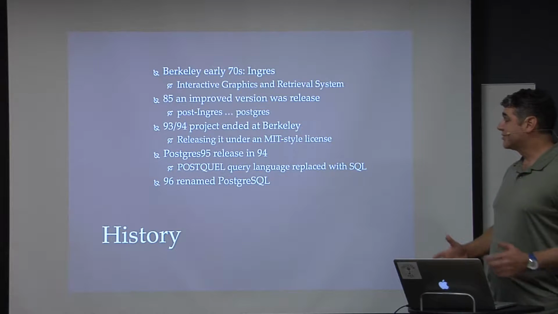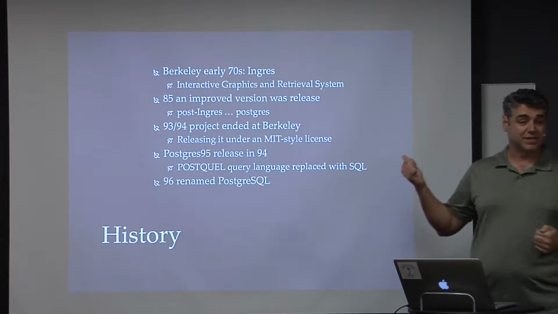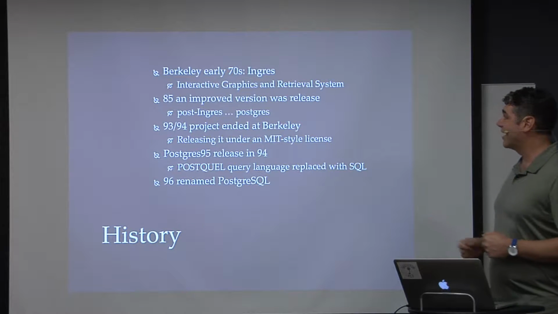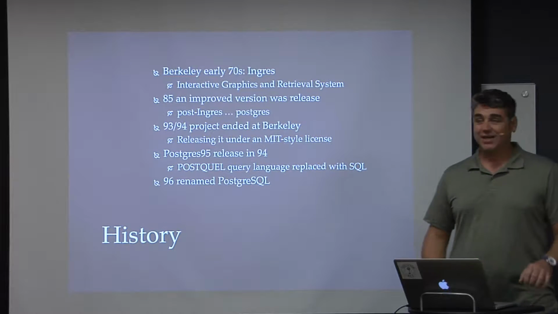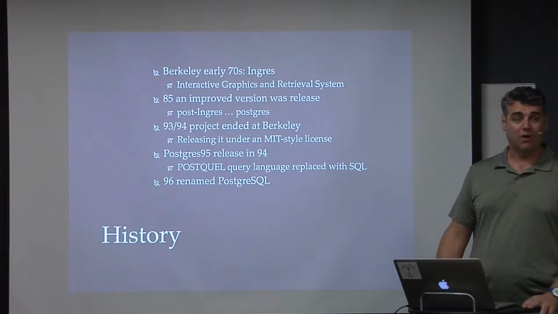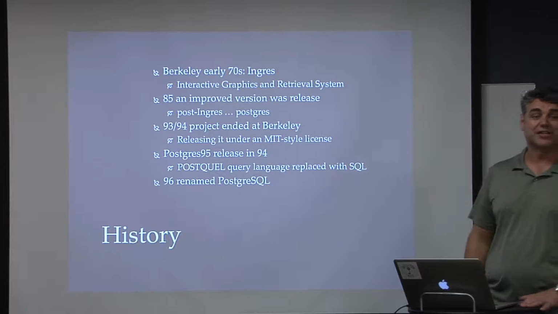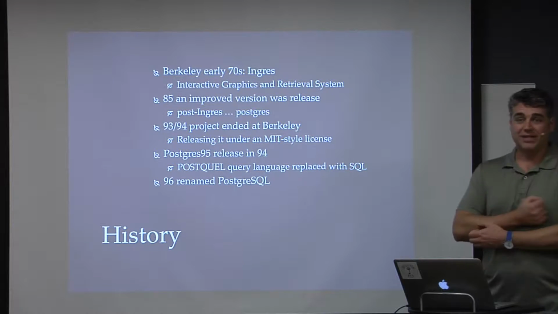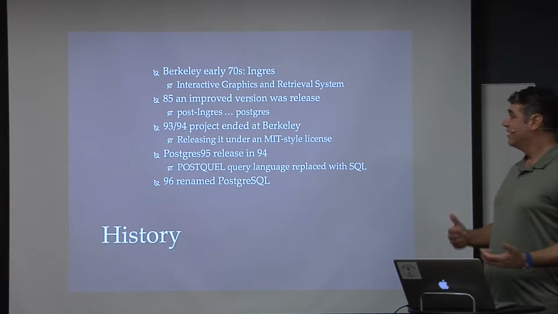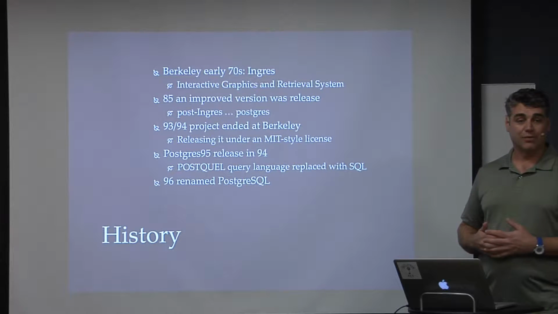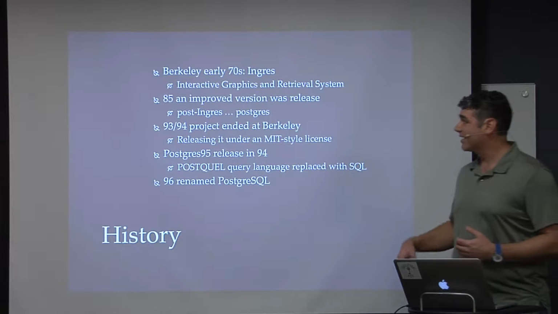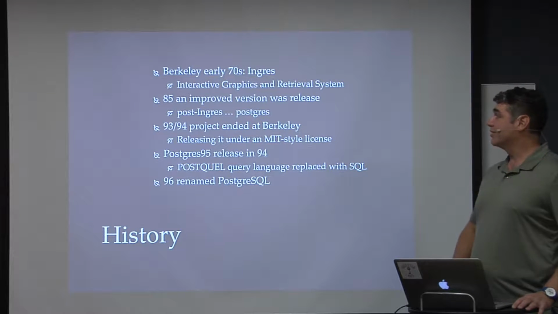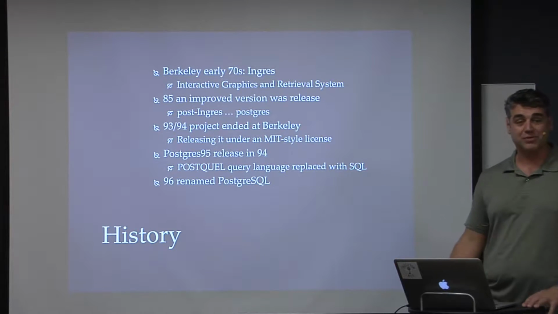So the history of PostgreSQL started in the 70s, like everything else did, at Berkeley. It was called Ingres, which stands for Interactive Graphics Retrieval System. I didn't figure out why they called it that. It's just what it was called initially. In '85, they had some people come and go, but they did an improved version. One of the lead writers of it came back, and they came out with the second, better, improved version. So they called it Post Ingres, or shortened it to Postgres.